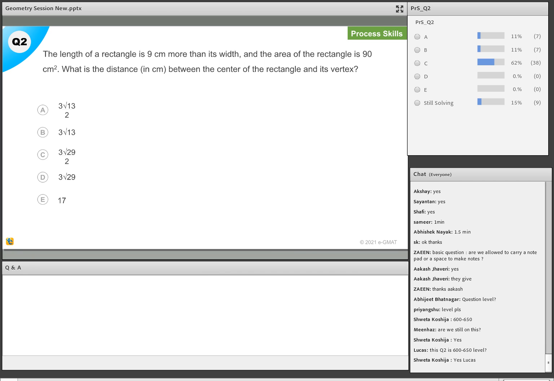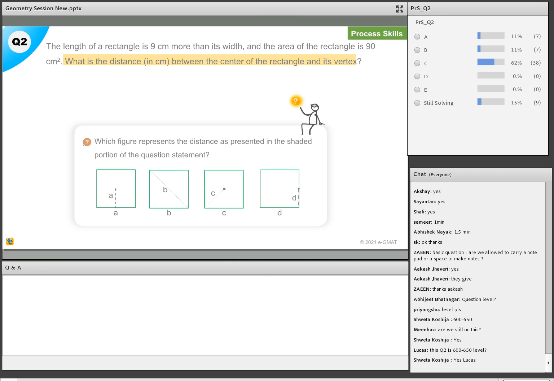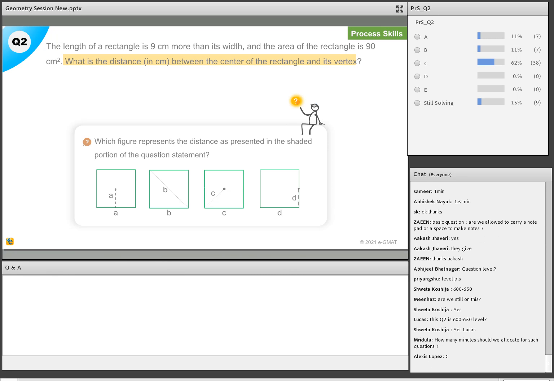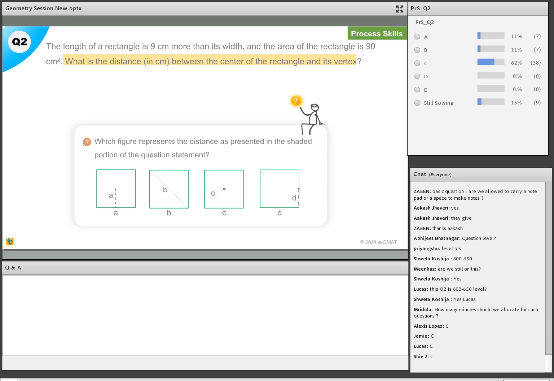So let's look at the question and understand how do you solve this one. In this question it's given that the length of the rectangle is 9 centimeter more than its width and the area of the rectangle is 90 centimeters square. I need to find out what is the distance between the rectangle's center and its vertex. So please tell me, upon seeing these four options, which one do you think is the one that you need to find out?